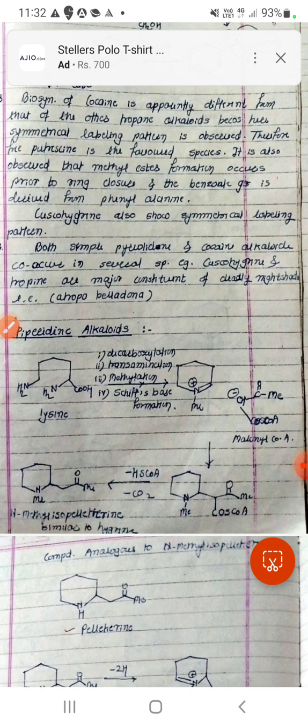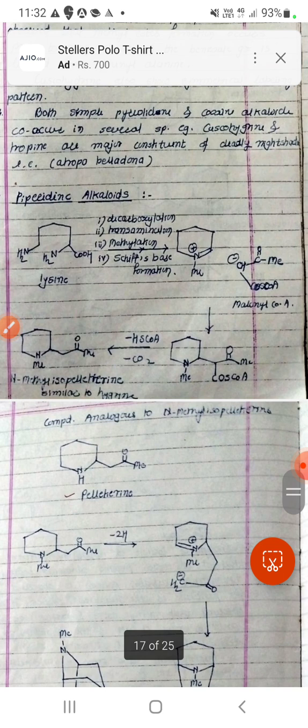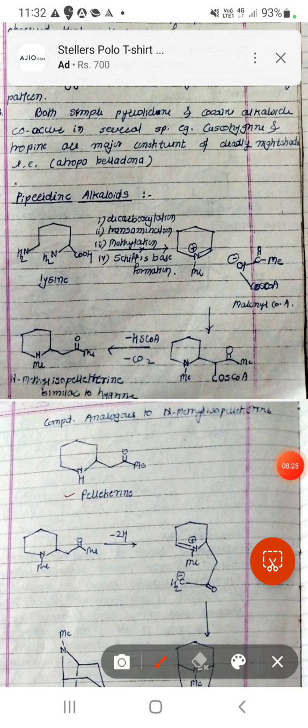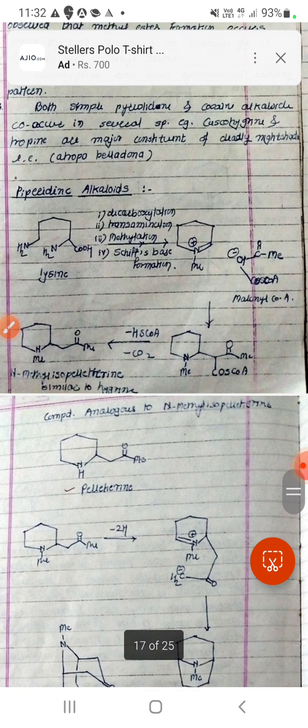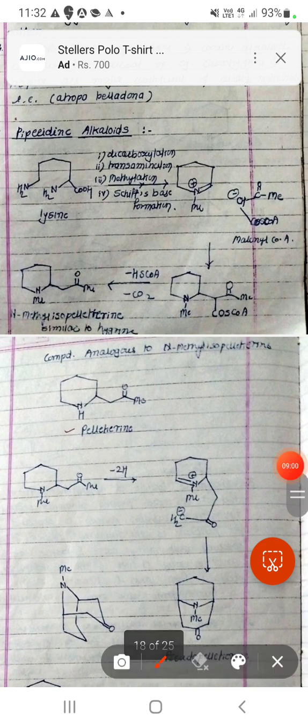So piperidine alkaloids. Then, for piperidine alkaloids, we have seen the precursor is lysine. This is the lysine. We know the N-methyl pyrrolinium synthesis we have seen, and the steps are the same. Similar steps are here for the N-methyl piperidine ring. So first it is decarboxylation, then N-methylation, then transamination reaction, then intramolecular Schiff base formation reaction. So this will give an intermediate, N-methyl piperidine ring.